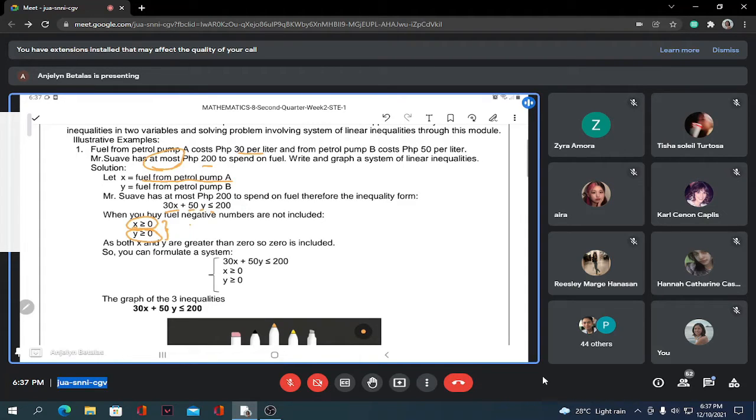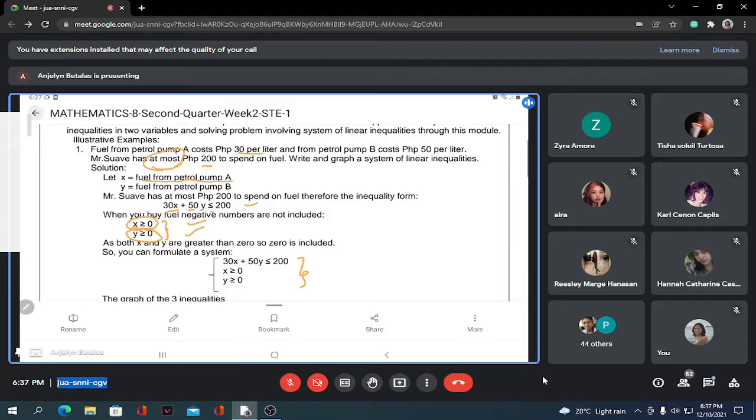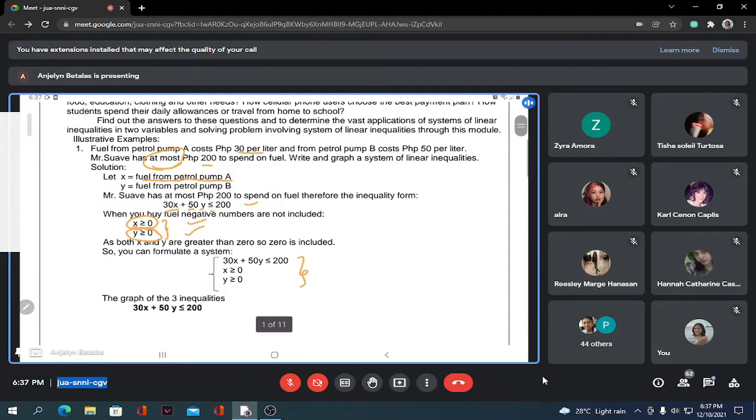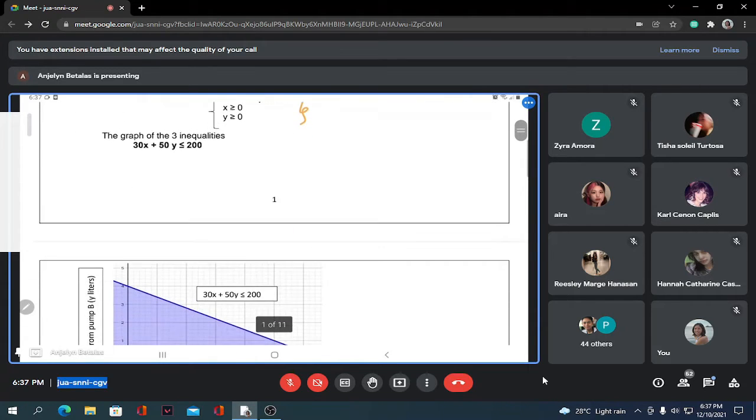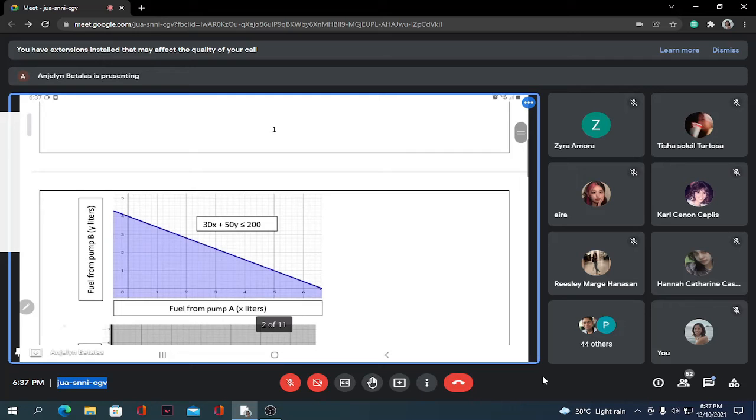So now we have 3 inequalities. So we could form a system. Okay. So you are asked to write and graph a system of linear inequalities. So we continue with the graph.